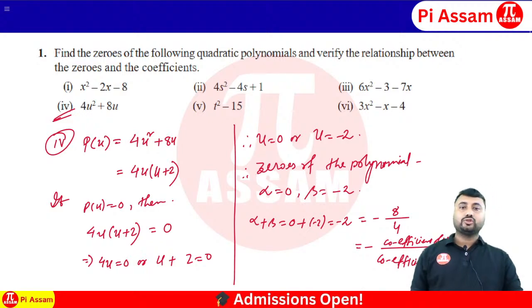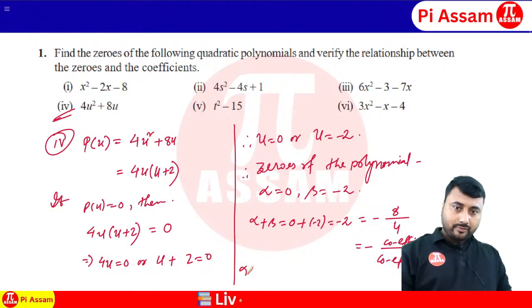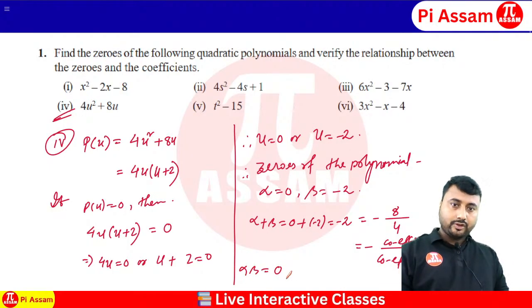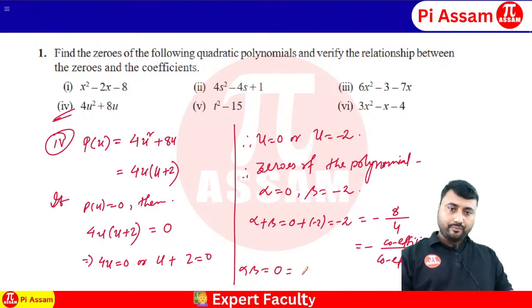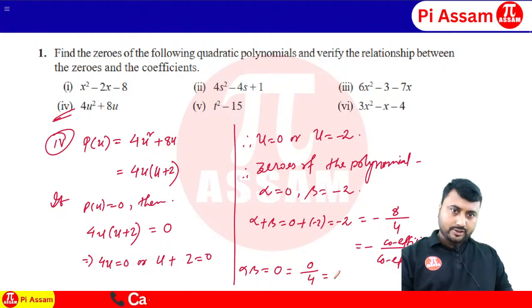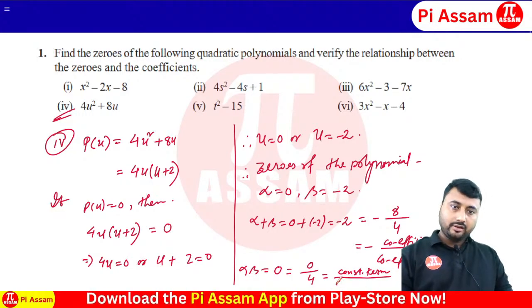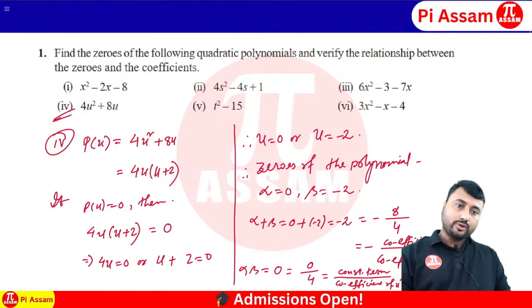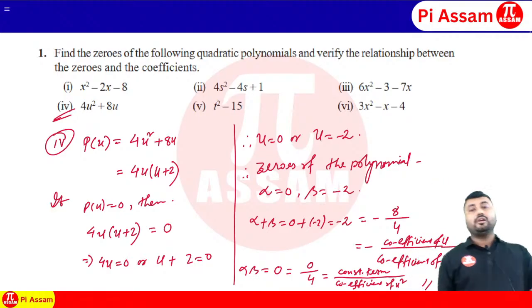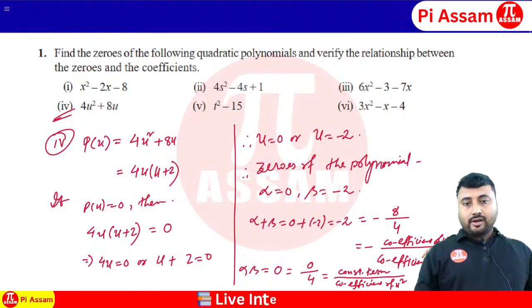u square. So the first relation is verified. Similarly, for the second relation, alpha into beta is equal to 0 into minus 2, which is 0, which is equal to the constant term, which is 0, divided by 4. So which is equal to constant term divided by coefficient of u square. So this one is also verified. The relations between coefficients and zeros of a polynomial are verified.